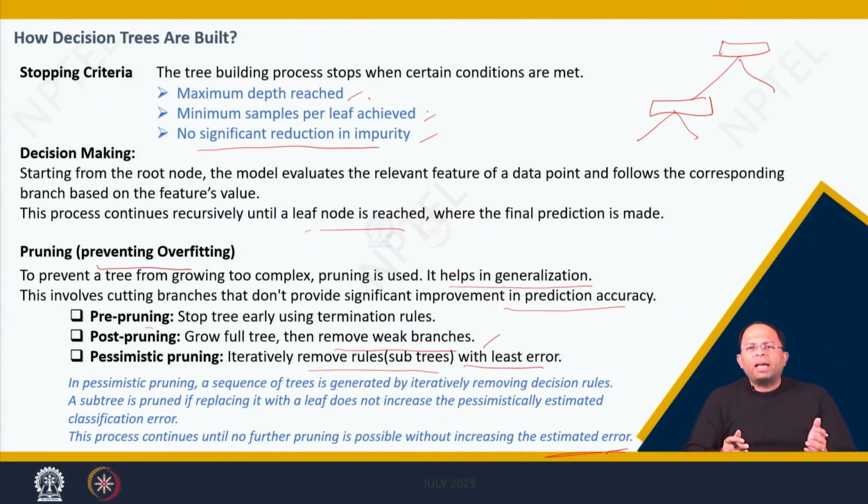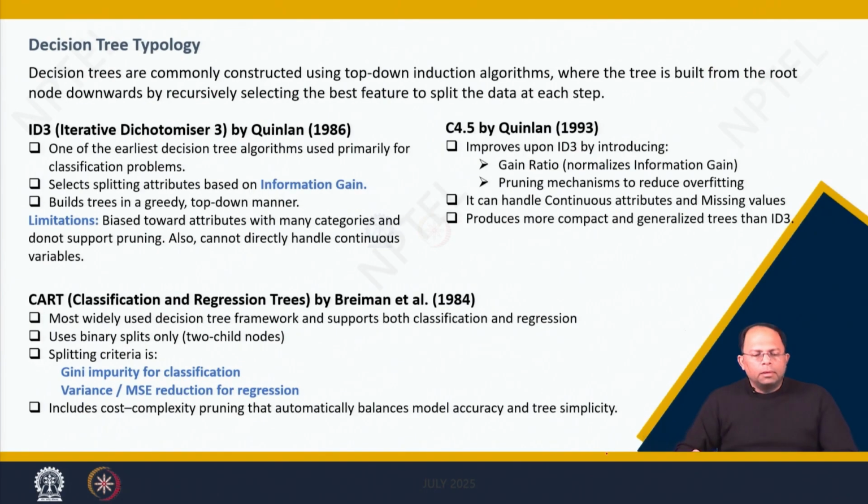So this is like going backwards. I first go as far as possible and then take backward steps to come to a point where, if I keep on pruning, the errors will increase. There are different kinds of decision trees, of course, and usually they are constructed using top-down induction algorithms, where the tree is built from the root node and then downwards by recursively selecting the best feature to split the data at each step. So that's how we go from the top to the bottom.